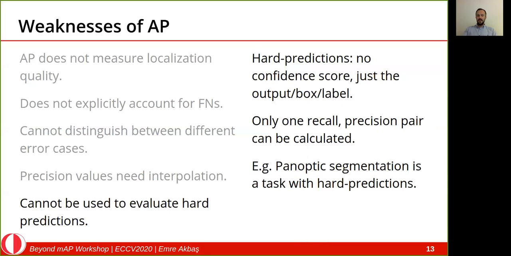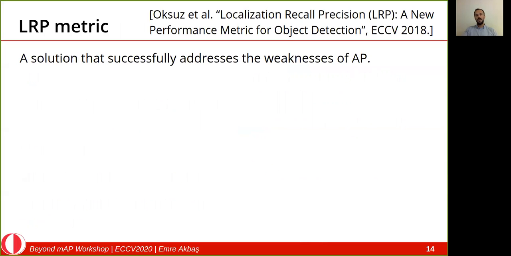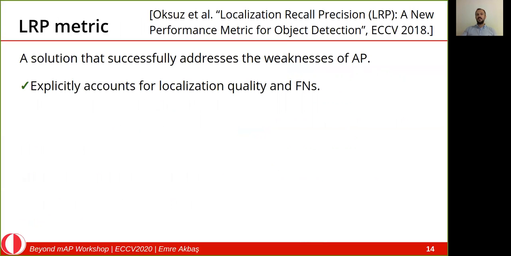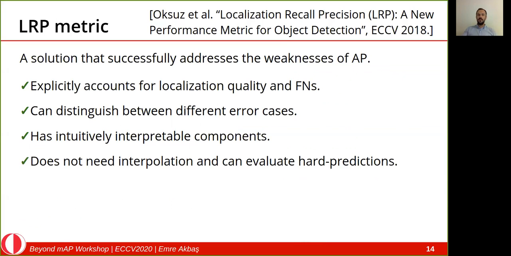Okay, so this was the last item in the list of weaknesses of AP. Now let's see how the localization recall precision metric addresses all of these weaknesses. So LRP is a solution that successfully addresses the weaknesses of AP. It explicitly accounts for localization quality and false negatives. It can distinguish between different error cases. It has intuitively interpretable components, it does not need interpolation, and it can evaluate hard predictions.